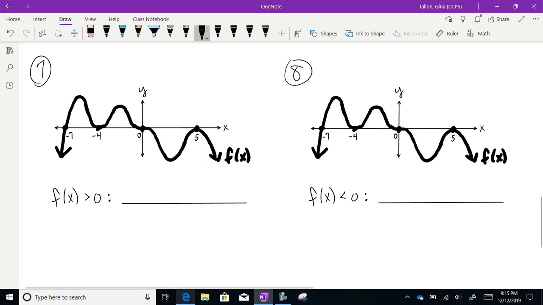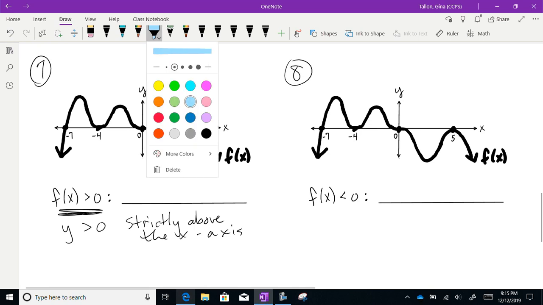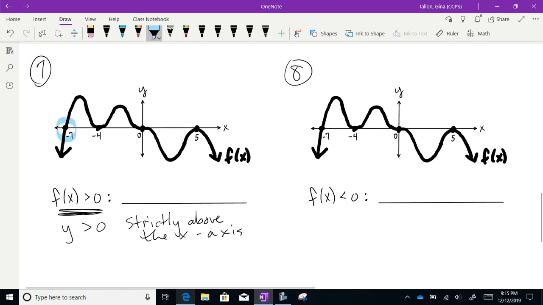Okay, so I'm looking at f of x is greater than 0. This means that the y value has to be greater than 0. Y greater than 0 means strictly above the x-axis, which means the points on the x-axis do not get included this time. So I'm going to come back to my blue highlight. I'll make sure I got a small point here. Okay, I got a small point. And I'm going to write open circles around anything that's actually on the x-axis so that I do not include those in my final answer. Those are omitted from the interval that I'm going to be given as my final answer.